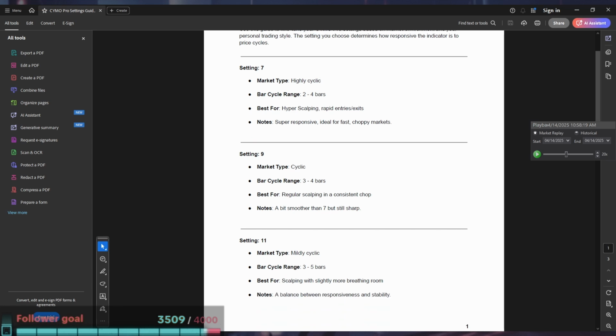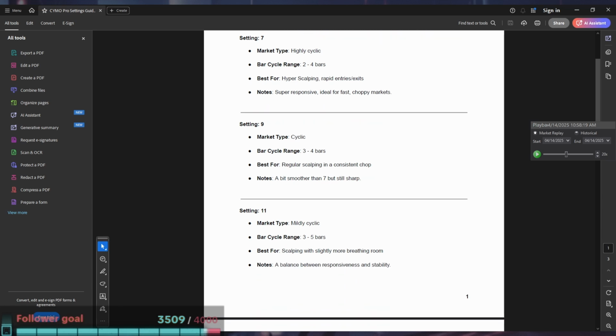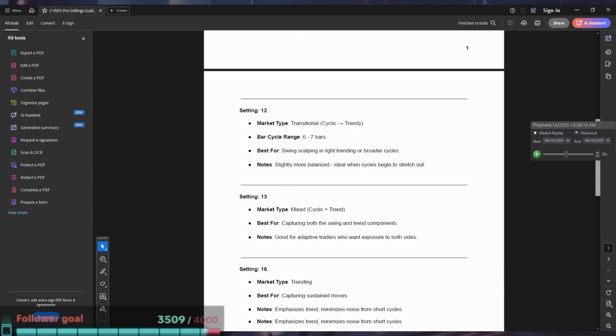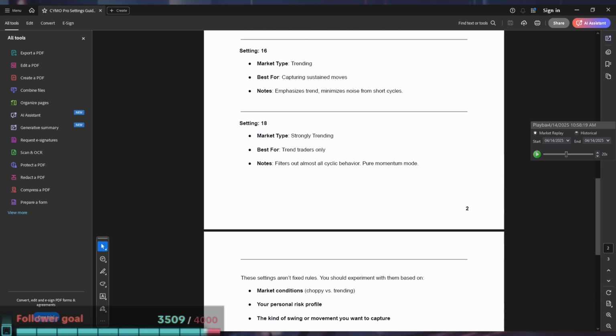And then I kind of go down the list, okay? What does the setting of 11 do? This is for mildly cyclic markets between 3 to 5 bar moves, okay? So it's best for scalping with slightly a little bit more breathing room. And it kind of goes all the way down the list to 18, where it's only for traders looking to capture the trend component in price, okay?